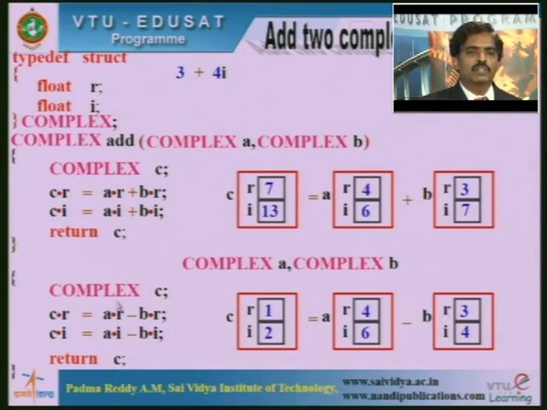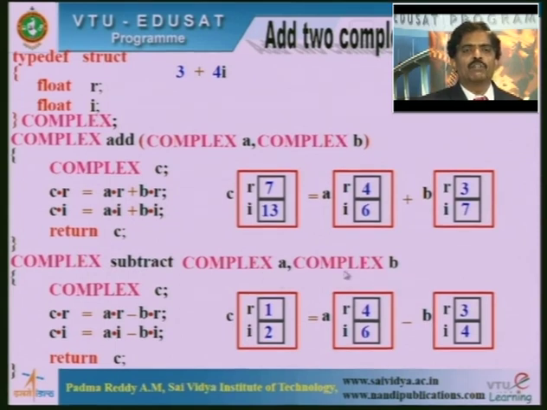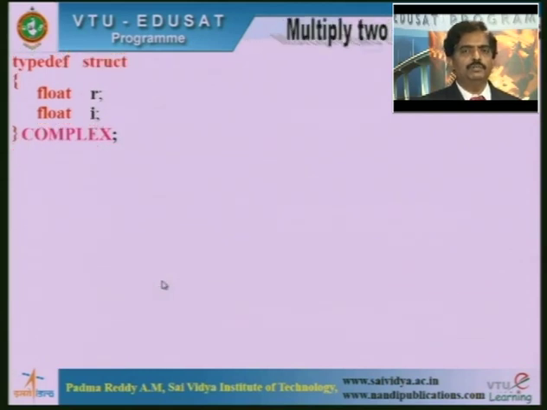So C is of type complex. So here what do I write? Complex. What is the name of the function? Subtract. So here now tell me what are A and B? A and B are called what? Parameters. Parameters must be enclosed within parentheses. So that's how we can write the function add, we can write the function subtract. On similar lines, let us see how to multiply two complex numbers.